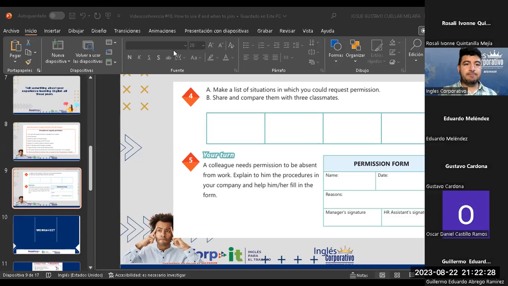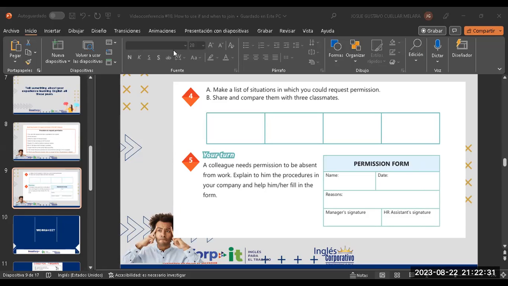Okay, Susie. Okay, permission for name, Susie Rosales. Date, 23/8/23. Reasons, tooth extractions. Manager signature. Okay, thank you. Yeah, even tooth extraction is very delicate. And that's it. So remember, we have some tooth that they need to be extracted. Thank you. And Maritza, please.